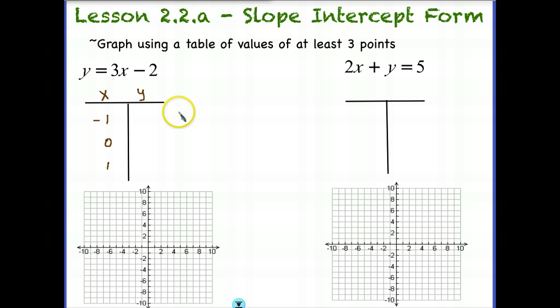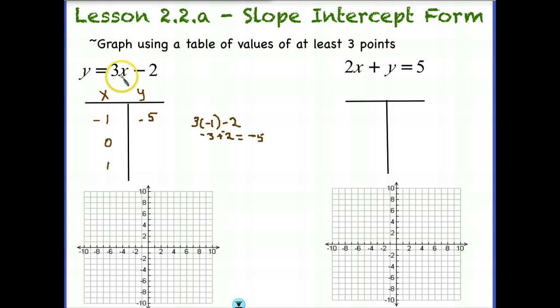All right, so in the first example, I would plug in a negative 1 for x. So I would have 3 times negative 1 minus 2. 3 times negative 1 is negative 3 minus 2. Well, a negative 3 minus 2, I can change that to a plus as long as I put a negative on there. I'm adding 2 negatives, so I get a negative 5. And that's what my first answer is.